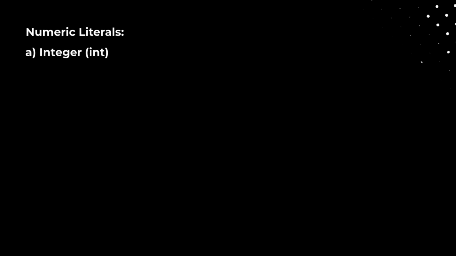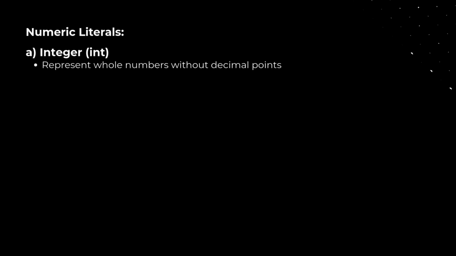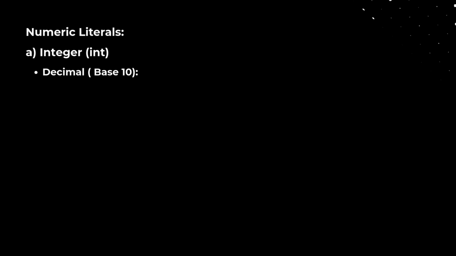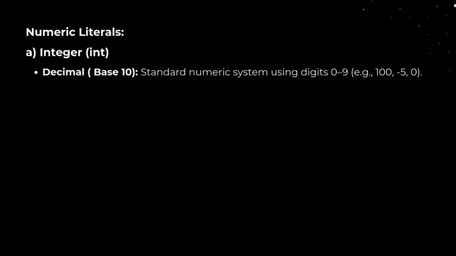The first one is integer. Integer literal represents whole numbers without decimal points. These values can be positive, negative, or zero. Python supports several formats for representing integer literals. Decimal, base 10. Standard numeric system using digits 0 to 9. Example: 100, minus 50.